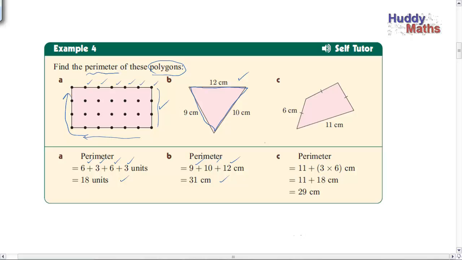Fairly straightforward. And here, this is a bit of a little tricky one. We might start at 11. On this 11 side, go to there, so it's 11. But hang on, these marks mean they're all equal. So we've actually got 3 lots of 6 centimetres. That's a little quick trick you can do, rather than just list them all out. So that's 11 plus 18 is 29 centimetres. Do you get the hang of it? All you're doing is adding up all the distances, but making it around the outside of the particular shape.